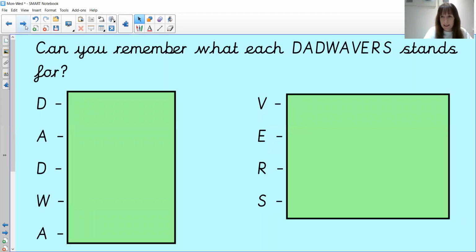So to do that, a good way to remember different types of sentences is to think about DADWAVERS. So can you remember what each of the DADWAVERS stands for? I'll give you a couple of seconds to see how many you can get before I show you. Okay, shall we see if you got them all?